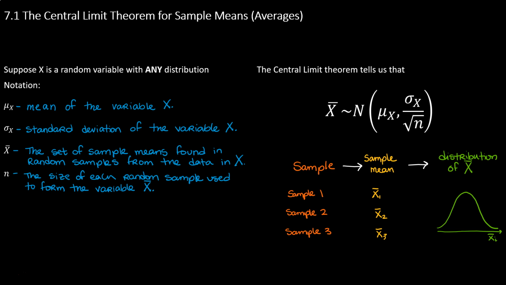I'm also pointing out here that the center of this distribution for x bar is exactly the same center as the original random variable. So the sample means, the lowercase x bar, target the population mean. And as our sample size gets larger and larger, we get even closer and closer to the population mean.